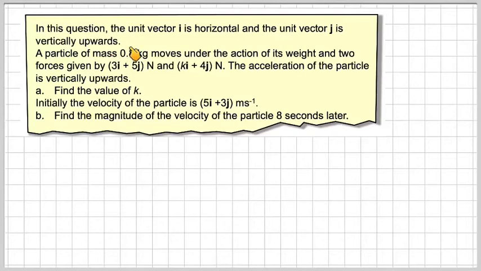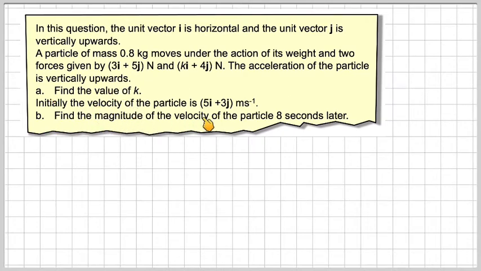In this question, the unit vector i is horizontal and the unit vector j is vertically upwards. A particle of mass 0.8 kilograms moves under the action of its weight and two forces given by 3i plus 5j newtons and ki plus 4j newtons. The acceleration of the particle is vertically upwards. Find the value of k.